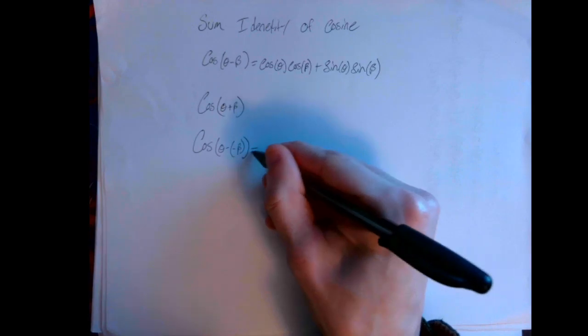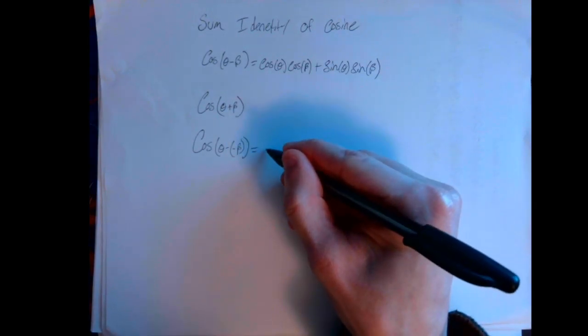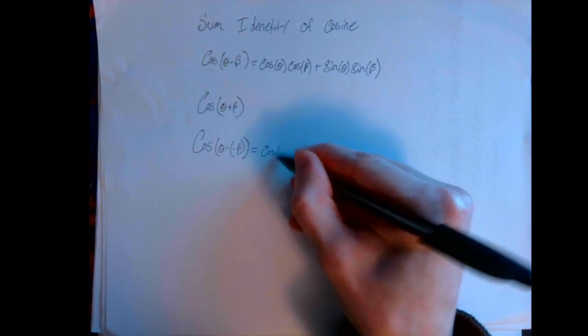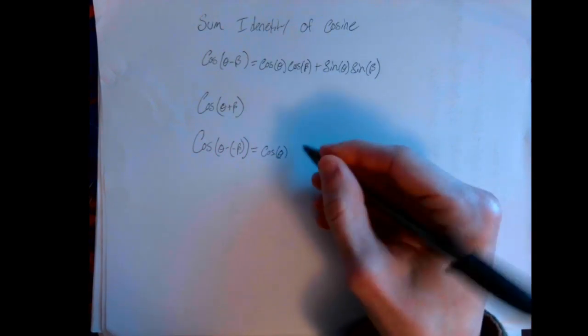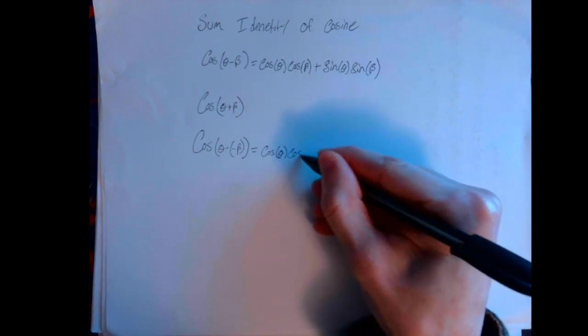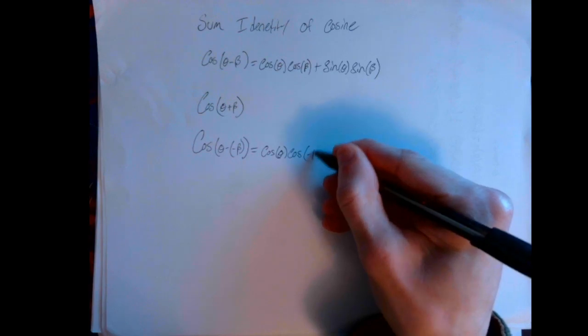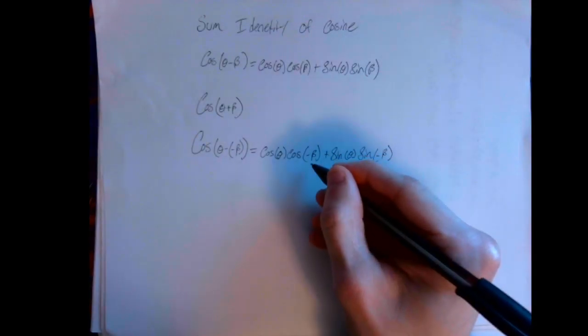So we say equals cosine of theta, because the theta is still the same, then cosine of negative beta plus sine of theta, then sine of negative beta. So from here, what does this equal?